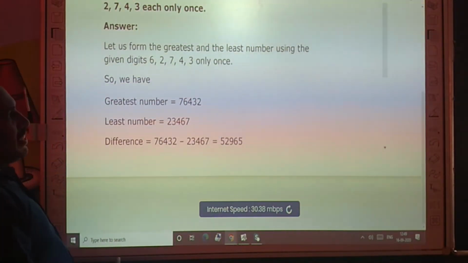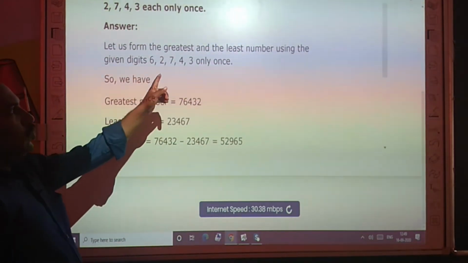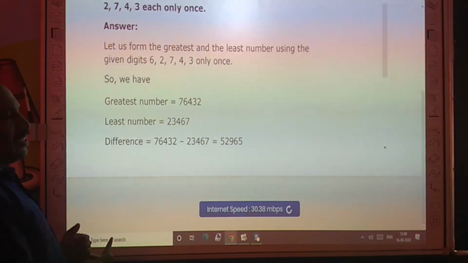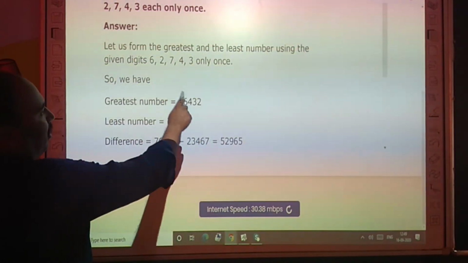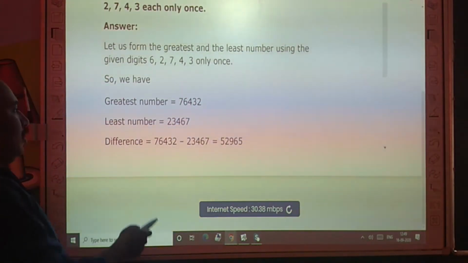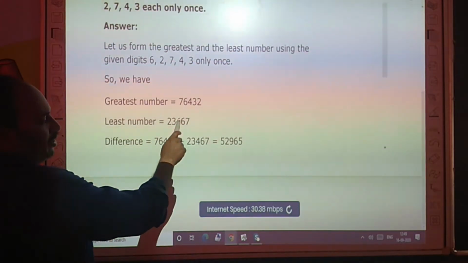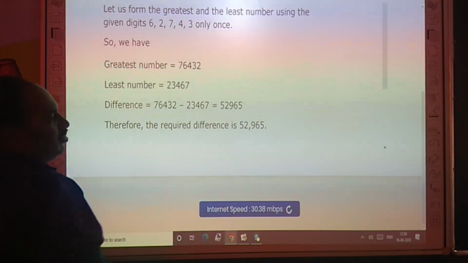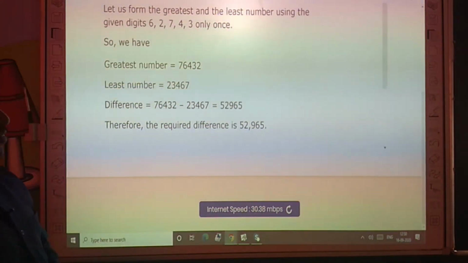Let's form the greatest and least numbers using the given digits, each only once. For the greatest number, we write the digits big to small: 7, 6, 4, 3, 2. Then the least number is small to big: 2, 3, 4, 6, 7. We want the difference, greatest minus smallest. The difference is 52,965.